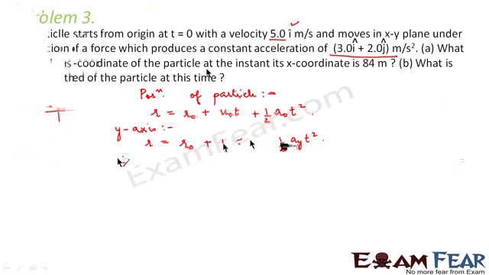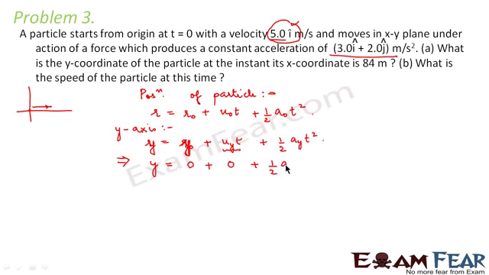Now what do we see initially? This would be y naught. What is the initial displacement along the y-axis? Initially the motion is only along the x-axis, so along the y-axis there is no displacement. What is the velocity along the y-axis? There is no initial velocity along the y-axis. So y is equal to half a y t square.